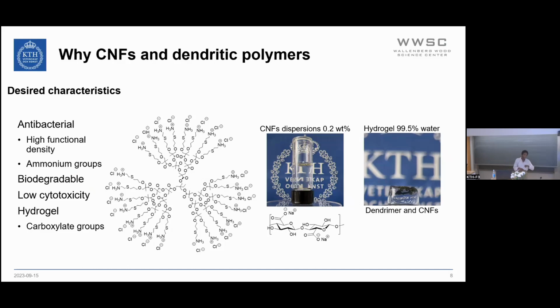The CNFs, I didn't mention in the before slide, after we prepared them, are now decorated with carboxylate groups. And these two, the charged dendrimer and the CNFs, can electrostatically interact to form our hydrogels, which have over 99% water. And this is unbelievable, because if you think about it, we have a material that you can hold, and it's over 99% water, and it's also antibacterial. So we actually have something quite incredible here.